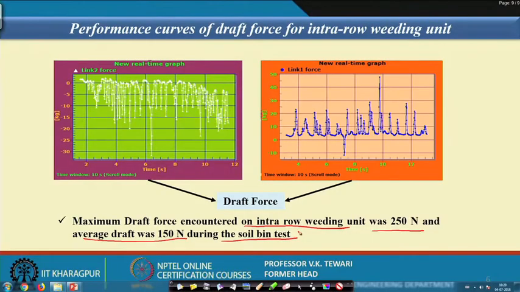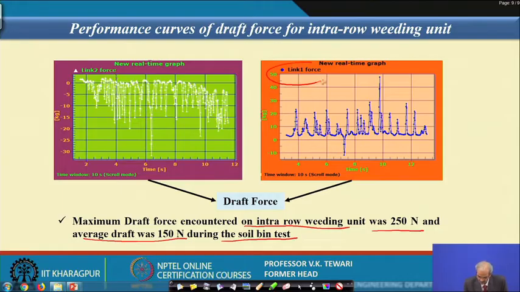I do admit that there will be a difference when it goes to the field conditions. We have tested field conditions, which you will see here, but the ideal condition which we try to create in the soil bin, we are in a position to control. So, there are two links. Link force 1 is here and link force 2 is shown here in the real time graph. For a time window of 10 seconds, we are in a position to show you these variations of the values, and we are in a position to measure this.